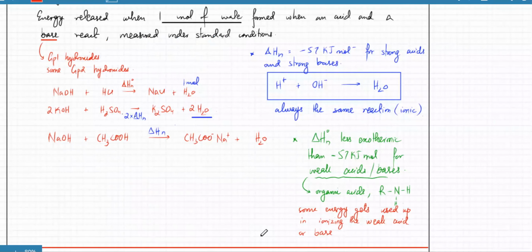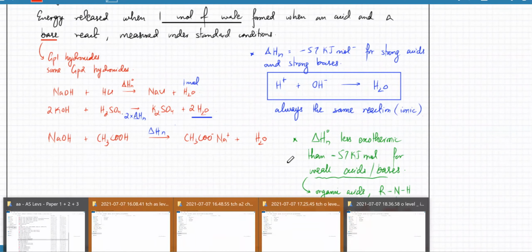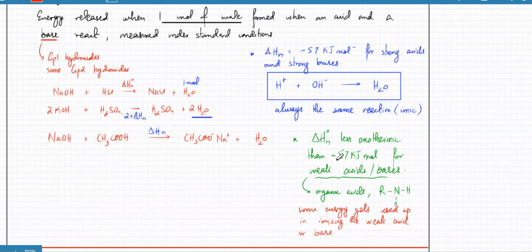I told you that for a strong acid, the value is always minus 57 or close to minus 57, right? And if the value is less than minus 57, if it's less exothermic, then that indicates that it's a weak acid. And the reason is that a weak acid doesn't really ionize, it doesn't produce H plus ions that easily. So some energy gets used up in ionizing the weak acid or base, so the reaction becomes less exothermic. Is that clear?